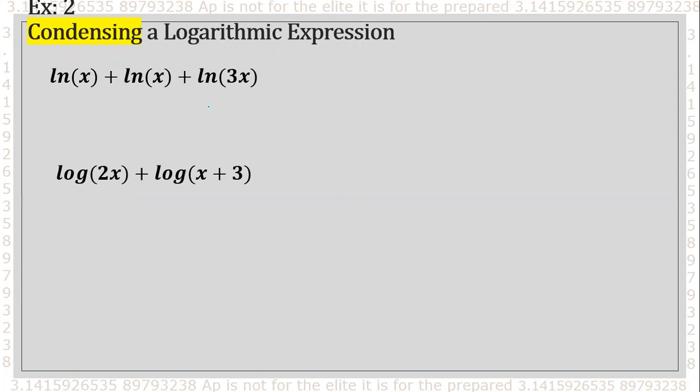And give these a try. So notice they're all the same base, right? And they're being added. So therefore, this should be only one ln, and everything inside should be multiplied. So x times my next term, which is also x, times my next term, which is 3x. And don't be scared to combine like terms, guys. So this should be ln x times x times x, that is x cubed, and the 3 stays as the coefficient. So we have something like that as our solution, right?